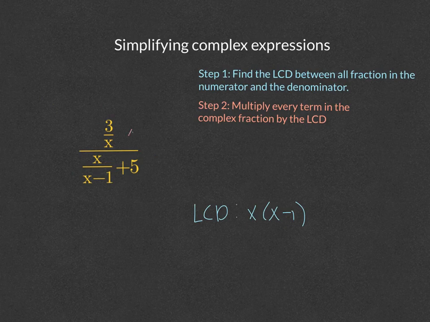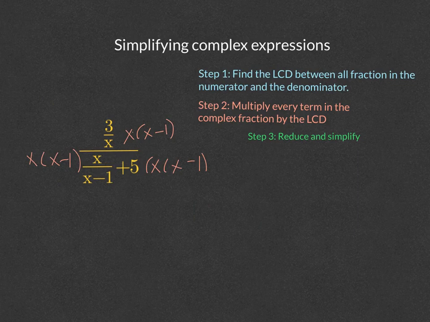So I'm going to go this term times x minus 1, the 5 times x minus 1, and the x over x minus 1 by x times x minus 1. So remember that when we're multiplying something, we are multiplying it into the numerator, or it can cancel out with the denominator.